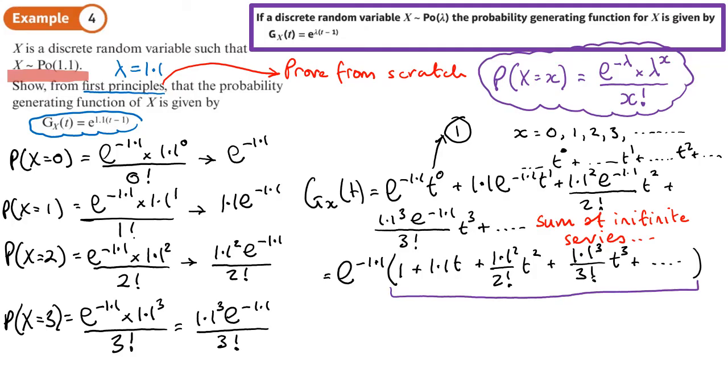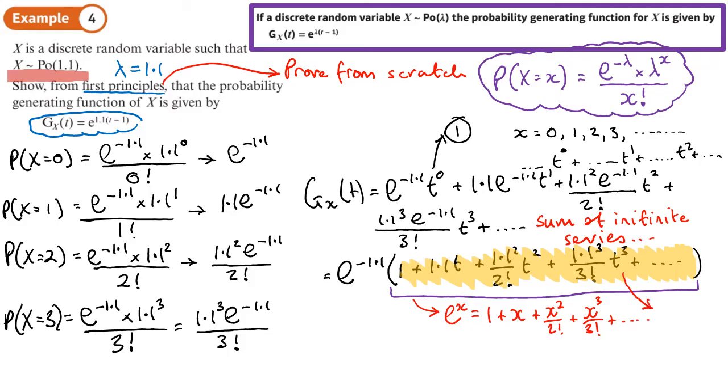Now you may recognise the bit in the bracket, and you'd be right in thinking Maclaurin series. Let's just remind ourselves of a Maclaurin series that looks like that. The Maclaurin series for e to the x is 1 plus x plus x squared over 2 factorial plus x cubed over 3 factorial plus dot dot dot. Now that sort of matches up. If we make x equal to 1.1, we get that series there. So this is basically that Maclaurin series, but with 1.1.